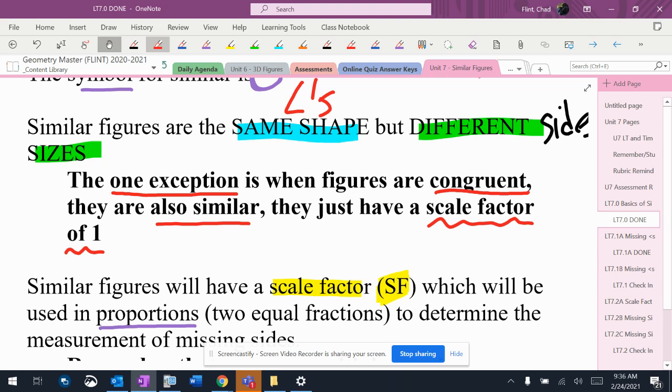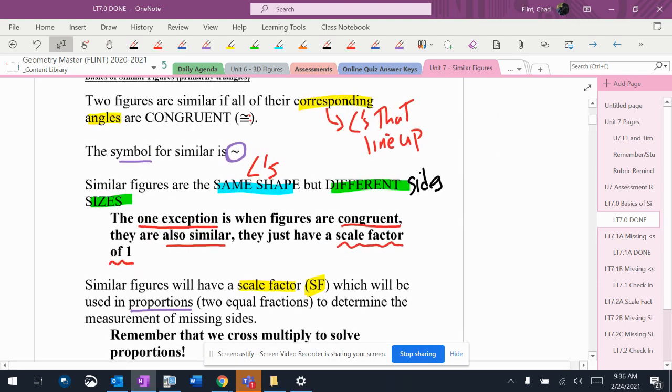But really for right now, what we want to understand is similar figures have angles that are the same. That's the most important thing. Their sizes are going to be different pretty much every single time you do one of these problems, with maybe one or two very rare exceptions that we have to look for.